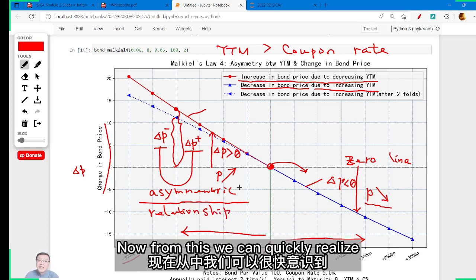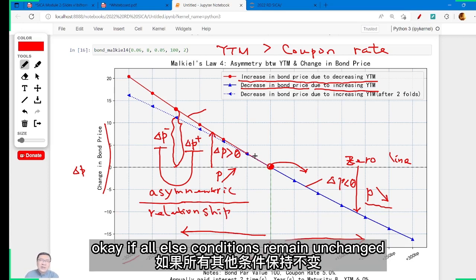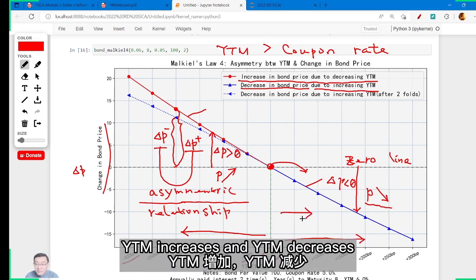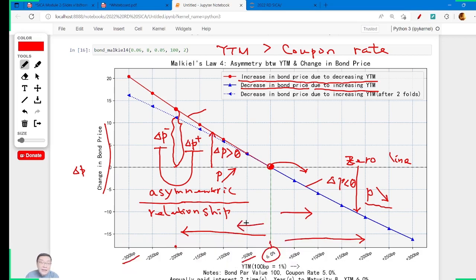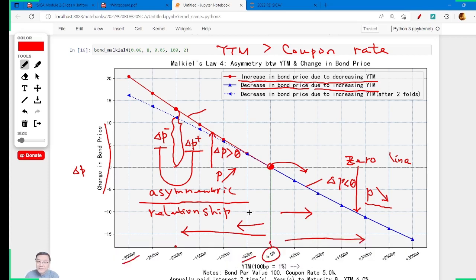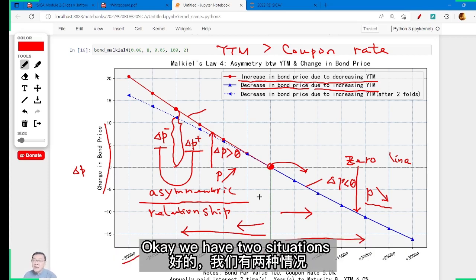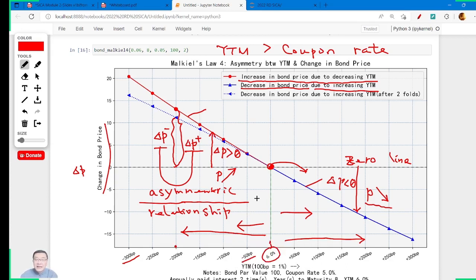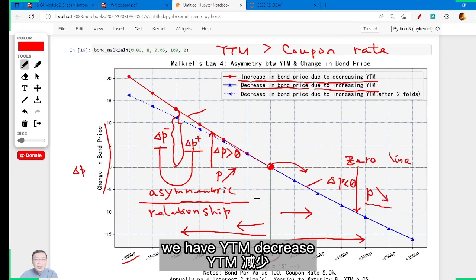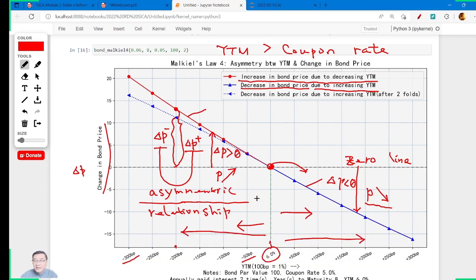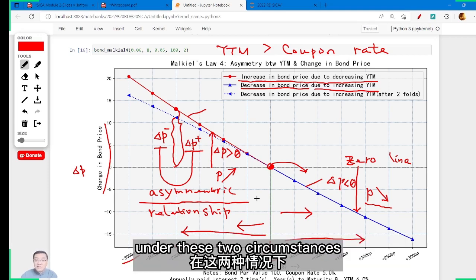Now, from this, we can quickly realize, okay, if all other conditions remain unchanged, suppose we have two situations, YTM increases and YTM decreases, what do you think about the risk caused to bond price? Let me explain. Situation 1, we have YTM increase. And situation 2, we have YTM decrease. So what do you think about the risk to bond price changes under these two circumstances?